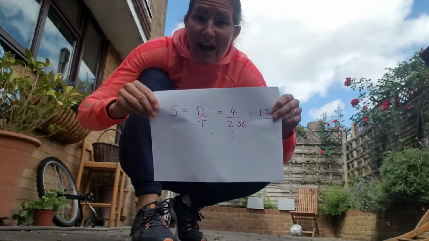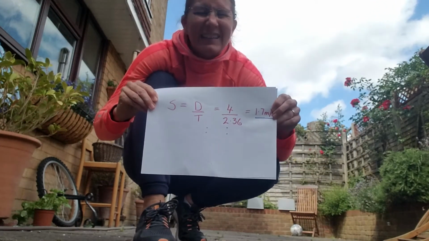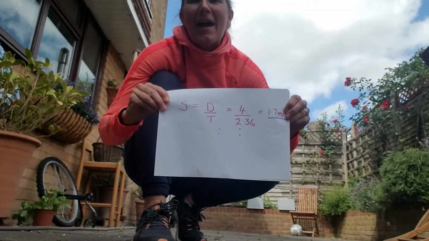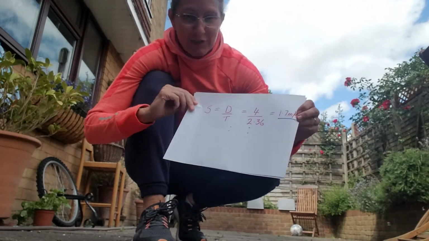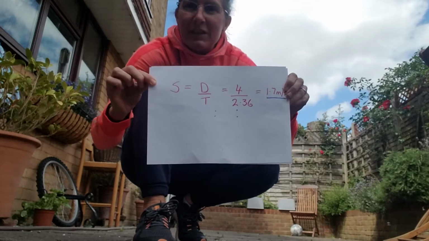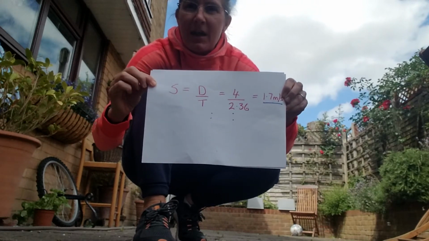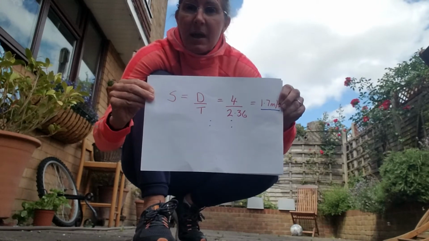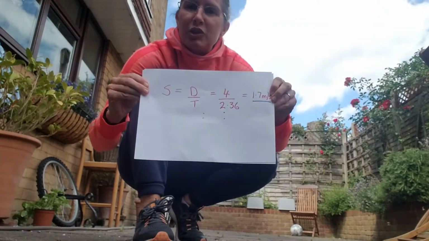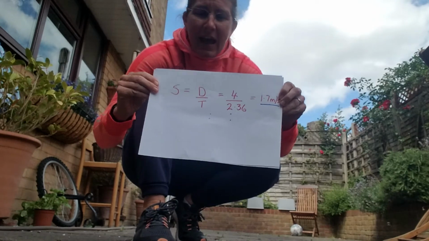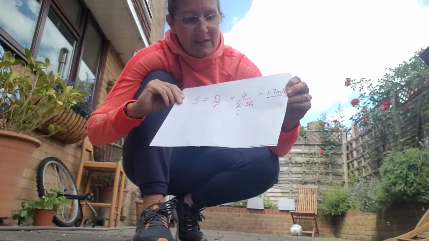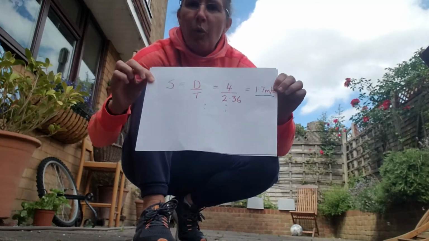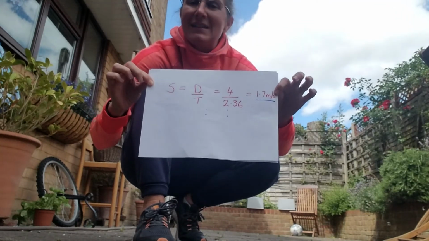So here we are, I've done my hopping exercise. It didn't quite go to plan, but I am trying to juggle this by myself. So what I've done is I've plugged this into my equation. Speed equals distance over time. My distance is 4 metres because that's what I mapped out in my garden. My time was very slow at 2.36. And therefore I have done 4 divided by 2.36 and I have got 1.7 metres per second.